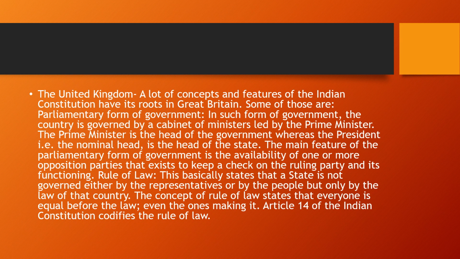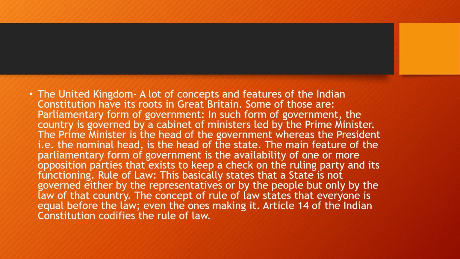As all of us know that President has mere signatory power, whereas Prime Minister is the one handling the real business. Moving forward, the main feature of the parliamentary form of government is the availability of one or more opposition parties that exists to keep a check on the ruling party and its functioning. This is a very important feature because if opposition party will not be there, then there will be no watchdog on the actions of the ruling party. So there is always a need of a critic, a person who can find out the shortcomings in the work of the ruling government. So there is also the concept of opposition parties.